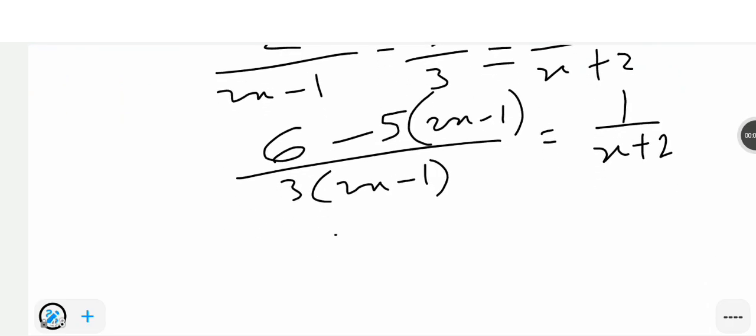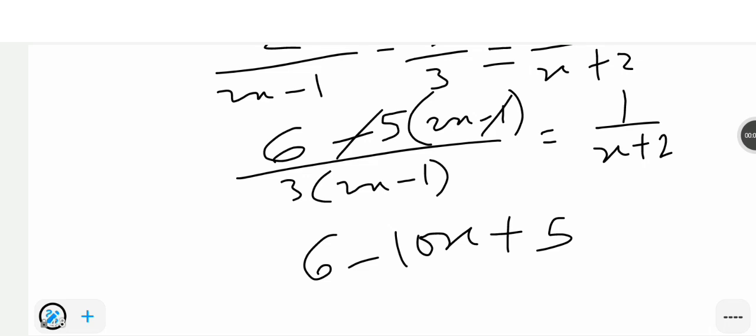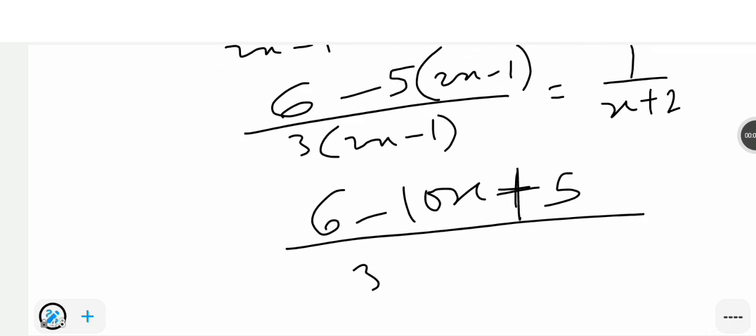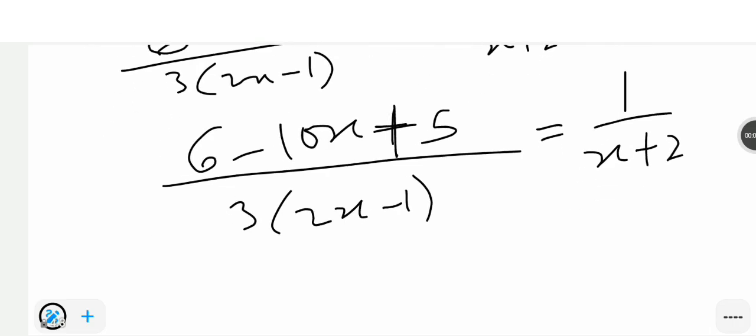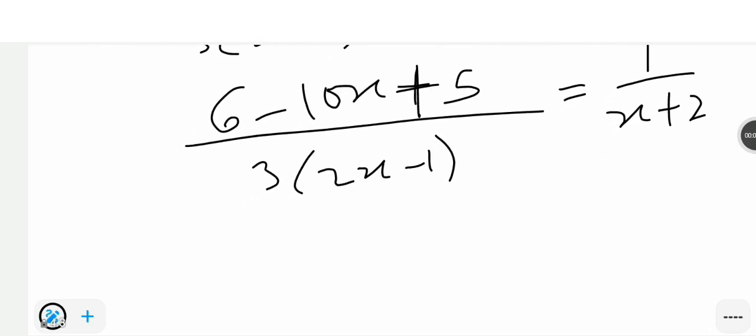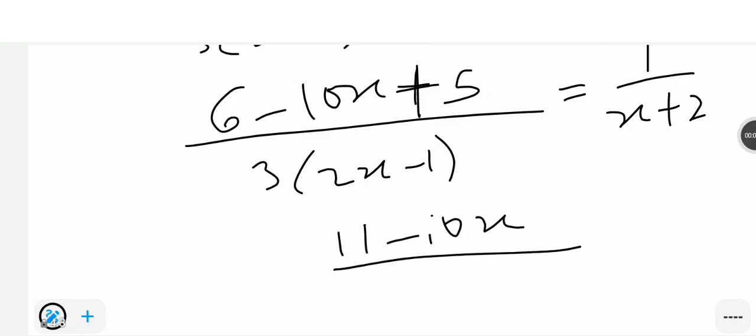So let's simplify the top. 6 minus 5 times 2x, minus 10x plus 5. Minus times minus will give you plus. So this place has to be plus. Then I'm dividing by 3 into 2x minus 1. Everything should be equals to. Simplify this one further. 6 plus 5 is 11. 11 minus 10x over 3 into 2x minus 1.